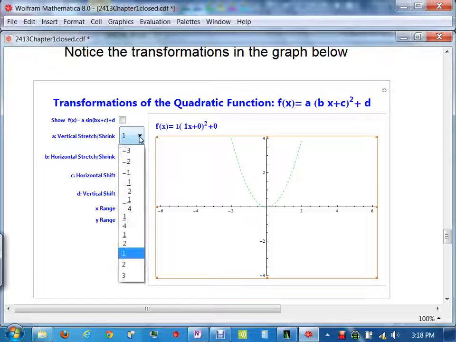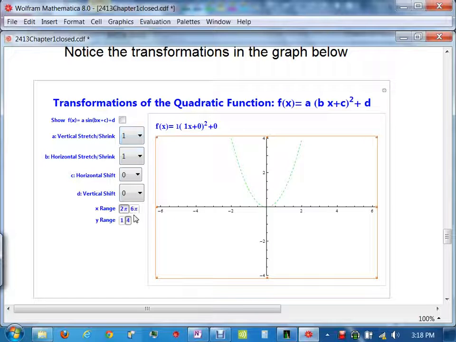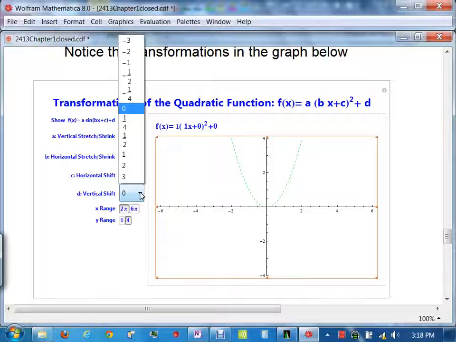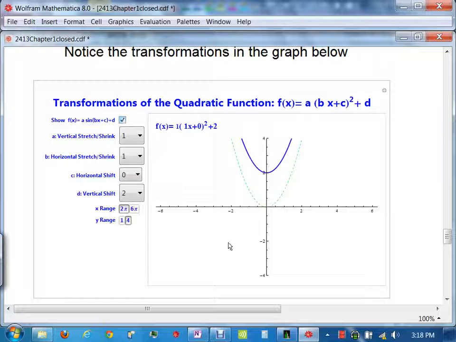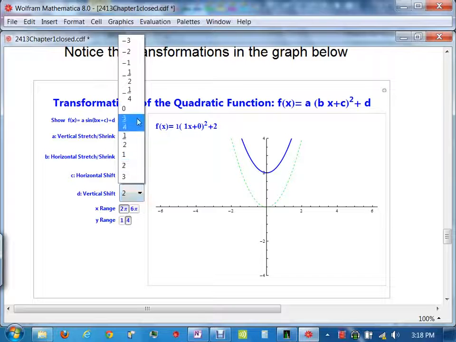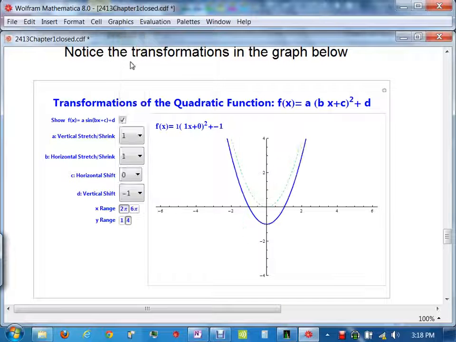So let me move it up. That would be a vertical shift, right? If I want to move it up, what would I do? So add some number to it, like let's say 2. So it should be a +2 right here now. And that's what it would do, right? It would move that whole graph up 2. What if I had done down 1? Right there, right? So changing this number out here moves it up and down.